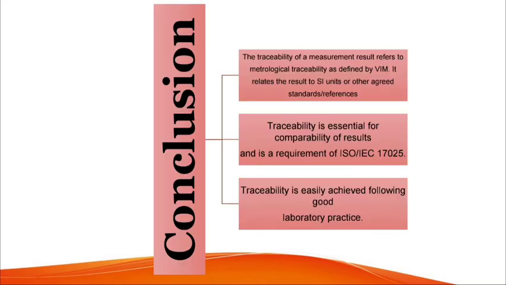As a conclusion, the traceability of a measurement result refers to metrological traceability as defined by VIM. It relates the result to SI units or other agreed standards or references. Traceability is essential for comparability of results and is a requirement of ISO IEC 17025. Traceability is easily achieved following good laboratory practice.